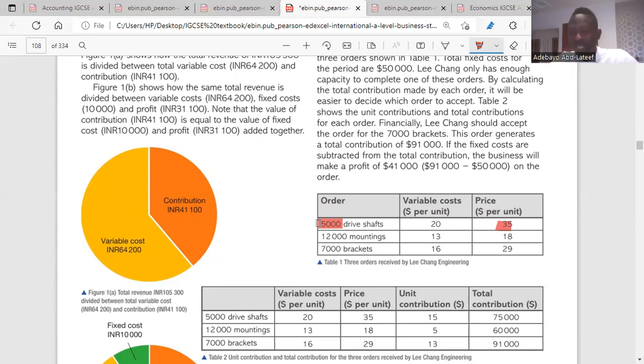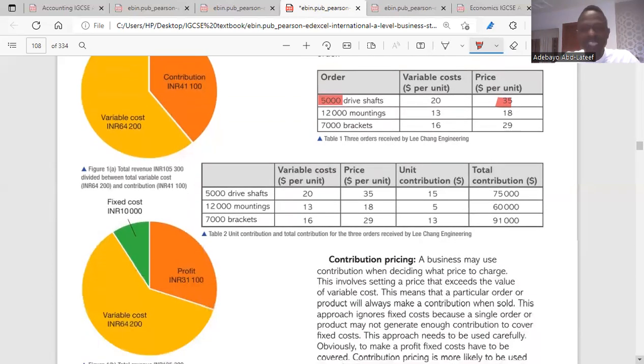Do you understand? Yeah. TR minus TVC gives you your contribution. 35 multiplied by 5,000 is our total revenue, then 20 multiplied by 5,000 is our total variable cost. So our total revenue minus our total variable cost gives you your contribution for that order. I think it's clear, right? Yes. Great. So that's how we do that.